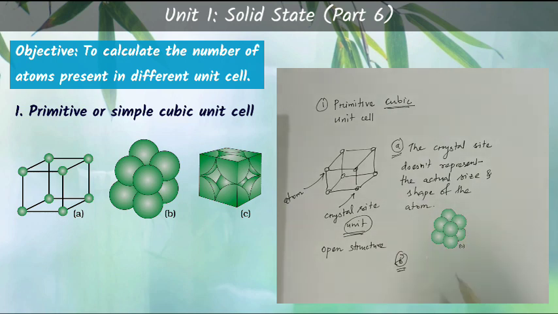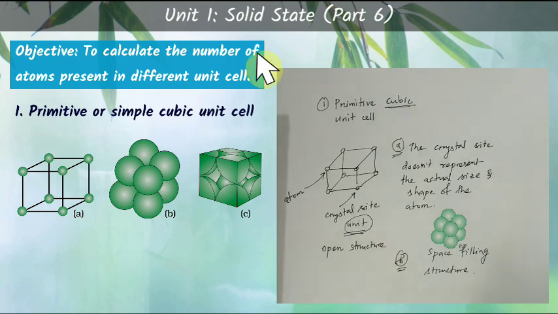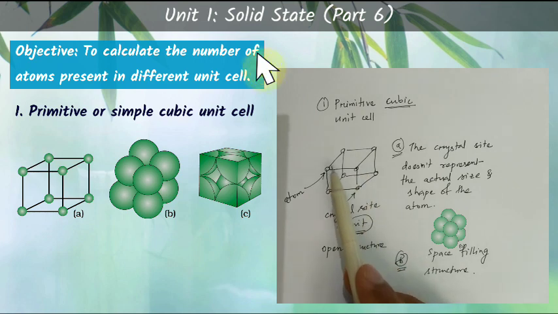structure. So this structure is known as a space filling structure. Okay, so this is actually your space filling structure. Understand? But what is our aim? Our aim is to calculate the number of atoms present inside this unit cell, not outside.